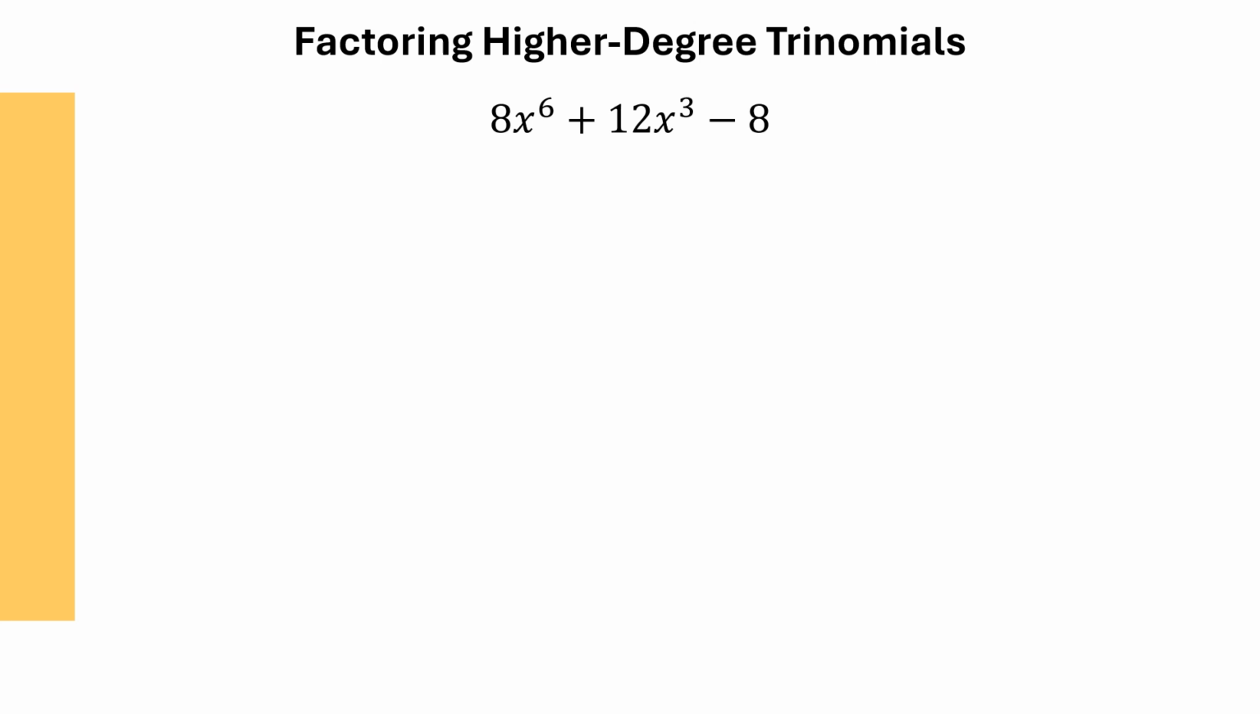In this video, we're going to factor higher degree trinomials. That means the highest exponent is going to be greater than 2. So the first step is to factor out the GCF, which is 4 in our case. So we have 2x to the 6th power plus 3x to the 3rd power minus 2. And then you're going to put parentheses around it and put the GCF in front.